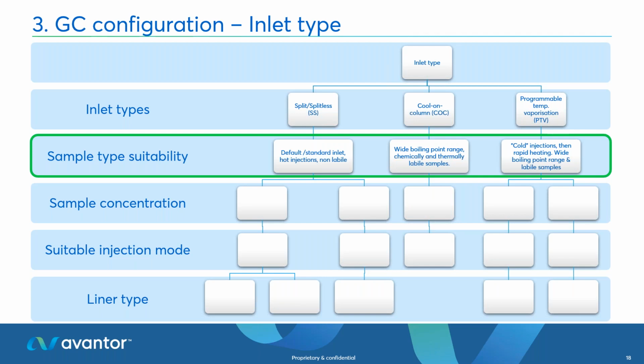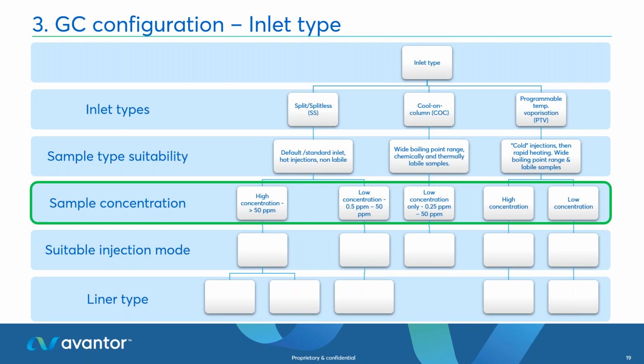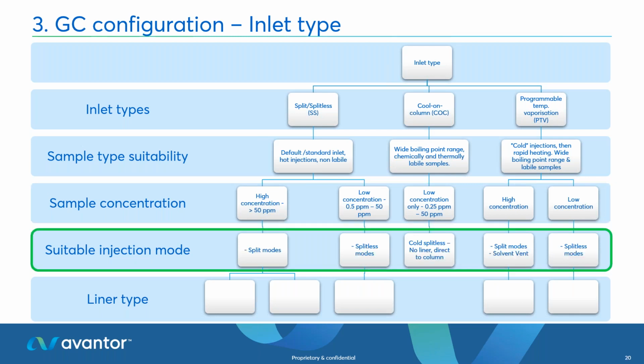So immediately there's a difference in what you can actually do with that inlet. Then the PTV does cold injections and then rapid heating. Each of the inlets has different capacities for concentration. Split/splitless is a general inlet, so it can handle high concentrations and low concentrations as well. Cool on-column is restricted to low concentrations, and the PTV has a bit more flexibility for high to low concentrations as well.